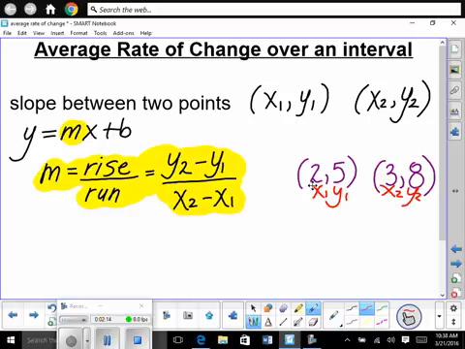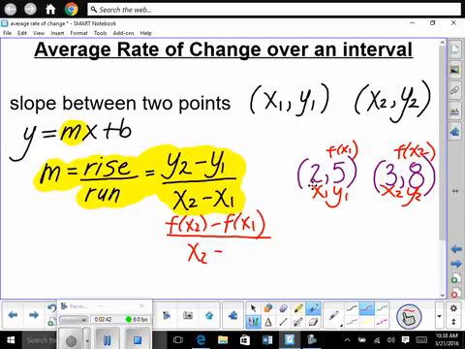It's y2, or couldn't I call this f of x2? The function at x2, right? So I'm making a connection here for you guys. And then couldn't I call this f of x1? Isn't that what y1 means? The function at x1. Okay, sweet. So we're doing y2, or f of x2. So instead of writing it like this, let's write it like this: f of x2 minus f of x1. Isn't that y2 minus y1? All over x2 minus x1.